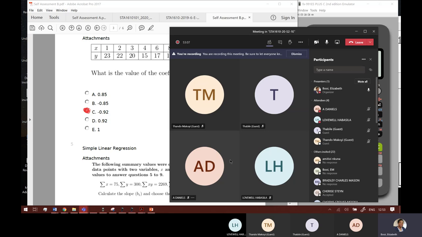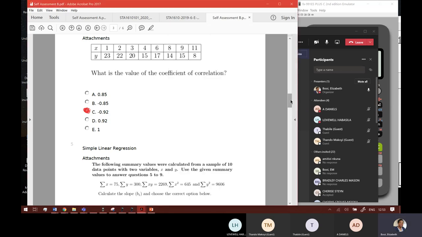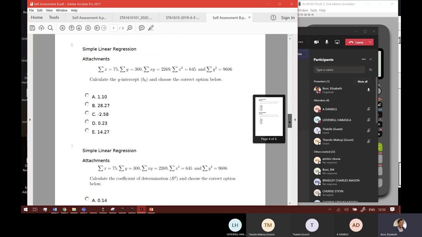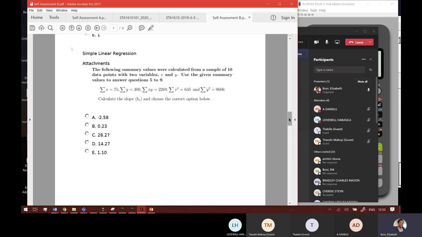Okay, cool. So let's move on to the next one. Now, the next one, we don't have to use the calculator because they are not giving us the table, but they're giving us the summations, which means they have calculated all the sums, and then they are asking you to calculate the slope. So you just need to calculate your slope. So B1 is equal to the sum of X and Y minus the sum of X times sum of Y divided by N, divide everything by the sum of X squared minus the sum of X squared divided by N.